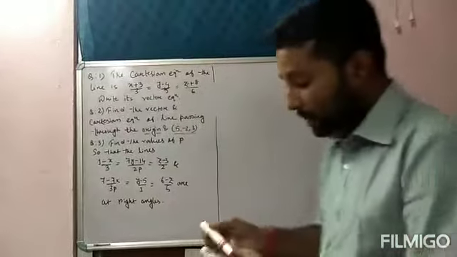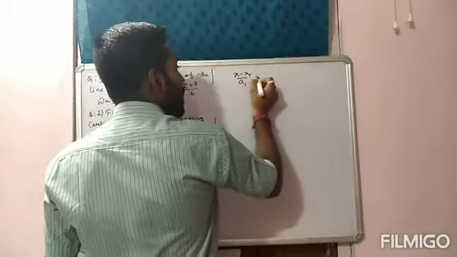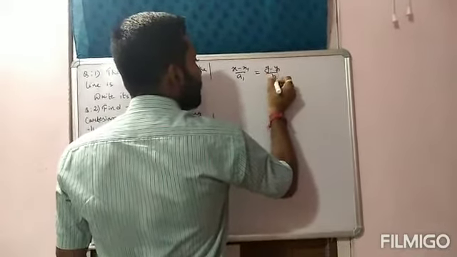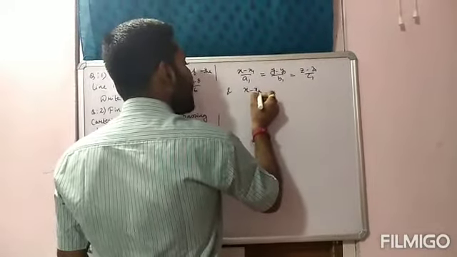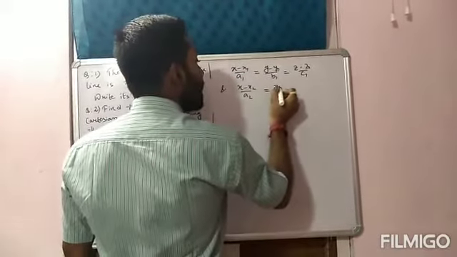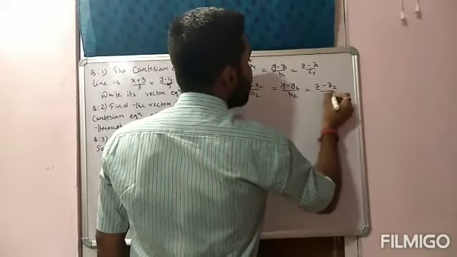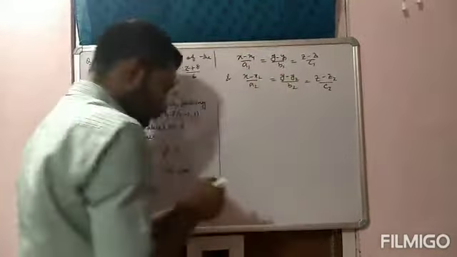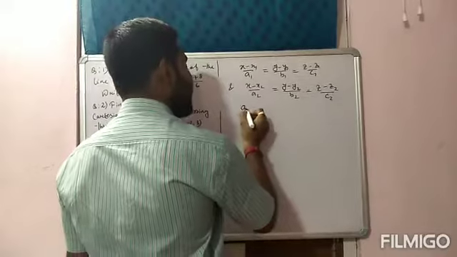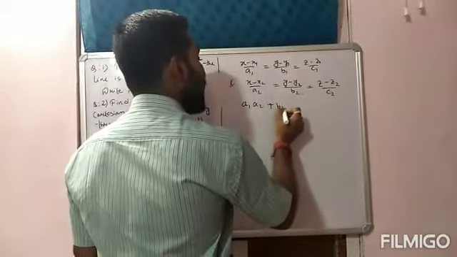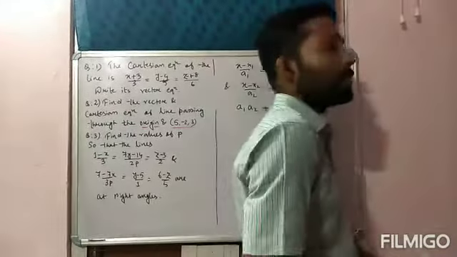If the two lines are perpendicular, I am writing the formula again first. Say x minus x1 by a1 is equal to y minus y1 by b1 is equal to z minus z1 by c1, and x minus x2 by a2 is equal to y minus y2 by b2 is equal to z minus z2 by c2. If the two lines are at right angles, then the condition is a1 a2 plus b1 b2 plus c1 c2 is equal to 0. This is the condition of perpendicularity.